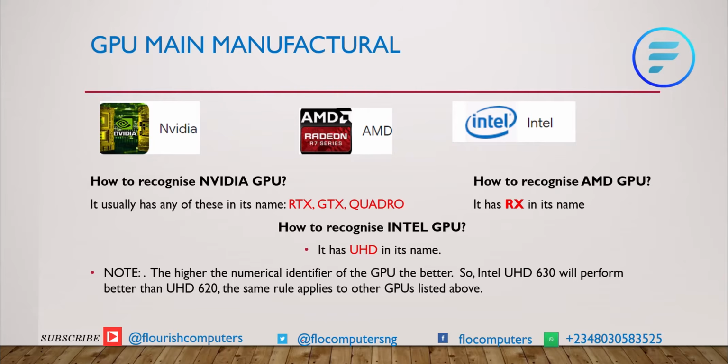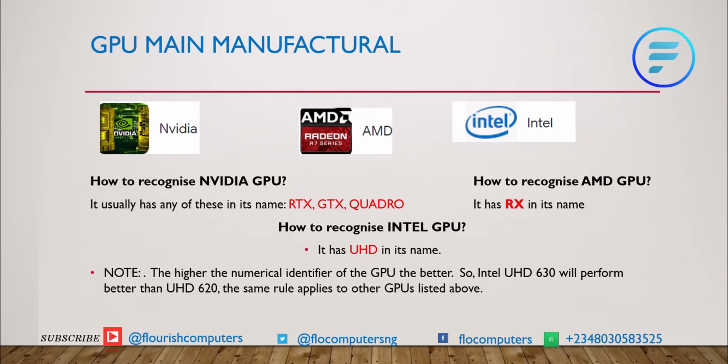Now, how do you recognize an Intel graphic card unit, graphic processing unit, GPU? It has UHD in its name. If you check the description of the graphic card, and it comes with UHD, then you know this is Intel. Now, it's important for you to know that the higher the numerical identifier of the graphic card, the better the performance of that graphic card.